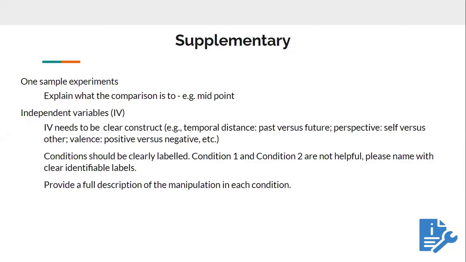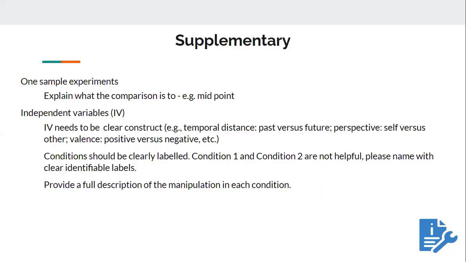For one example experiment, please explain the comparison. This may be to a midpoint of the scale, or in some cases, presenting scenarios of two actors. For example, the Kahneman and Tversky 1982 study, comparing which investor will experience more regret given action versus inaction, or which person would have better morality, etc.